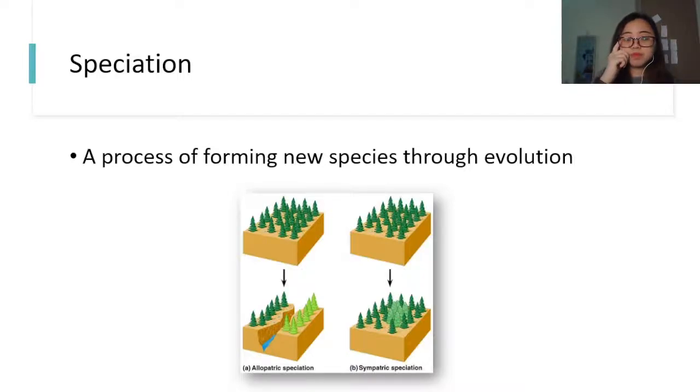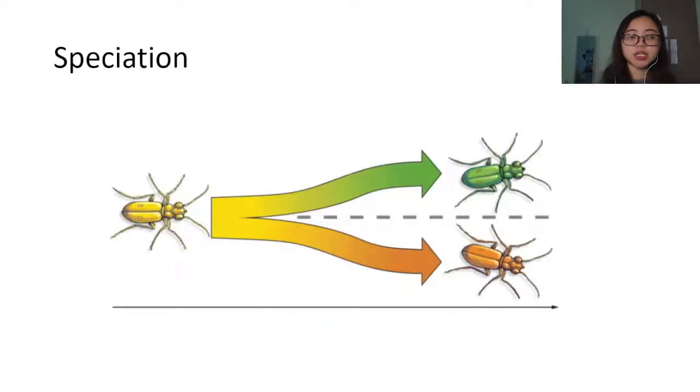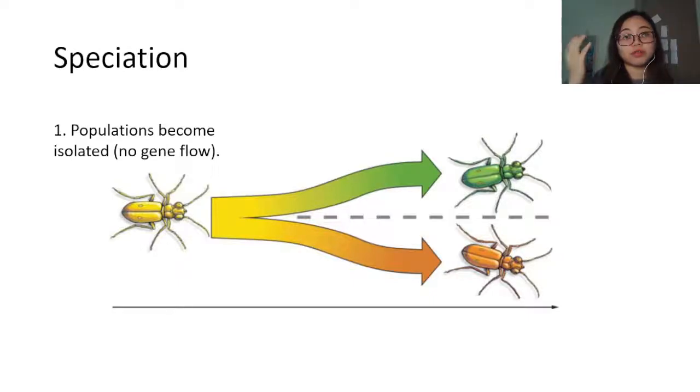And the word speciation means a process of forming new species through evolution. Speciation is the process of producing species. Speciation can occur in a few steps. First things first, for you to create a new species, the population must become isolated from other populations. Means there's no gene flow between this population and other populations.